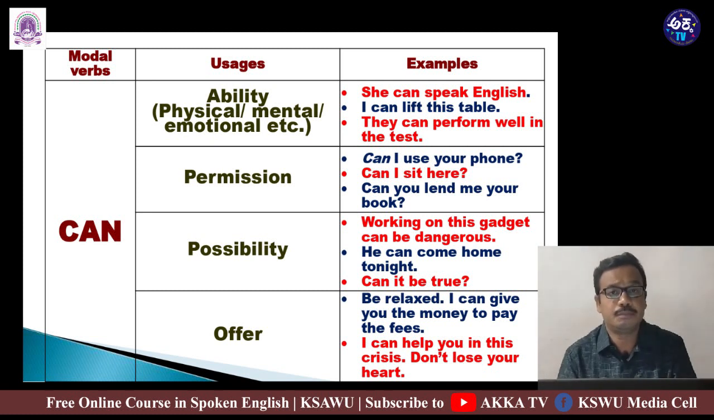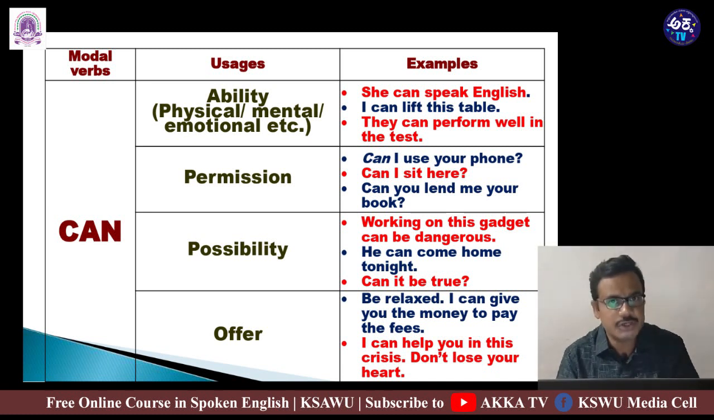Okay, and then permission. For permission also, can is used. Can I use your phone? I have forgotten to bring my phone. Can I use your phone? The person is taking the permission of the other person to use his phone. Can I sit here? There is a space beside a person in the park, and I am going and asking him, can I sit here?